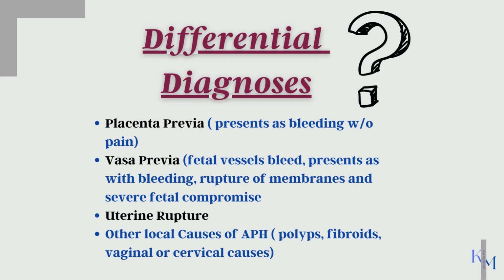Third differential is uterine rupture. If you dig in the history of such a patient, you can find a recent cesarean section or a gynecological operation like myomectomy. Fourthly, rule out other local causes of antepartum hemorrhage. These can be quite common, like fibroids, or polyps, or cervical causes like ectropion or vaginal tears or lacerations.